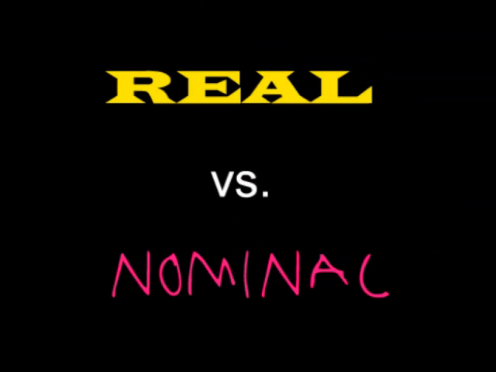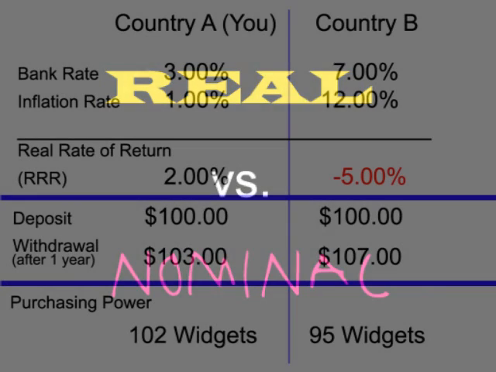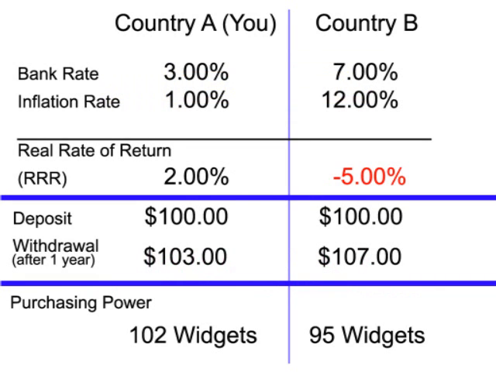Before we move on, there are two terms I'd like you to be familiar with: real and nominal. In the world of finance and economics, these two terms have a unique meaning. Whenever you see the term real in front of something, real rate of return, real GDP, real whatever, it means these things have been adjusted for inflation. For example, if you put money in the bank and they're offering you a 3% rate of return, and inflation is 1%, your real rate of return is 2%.